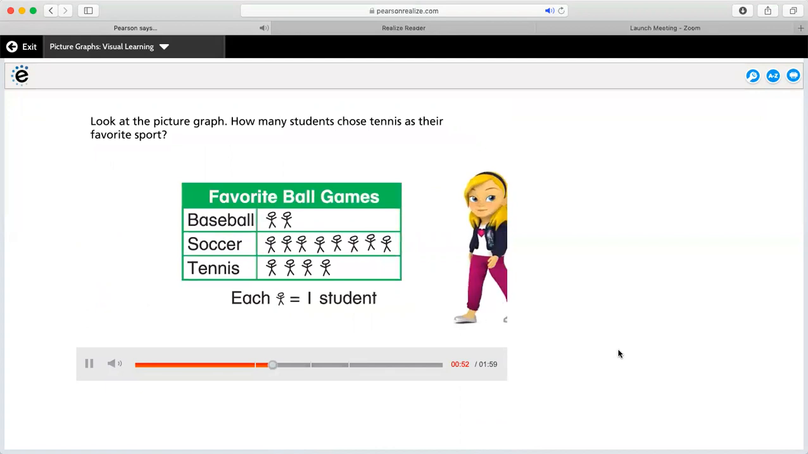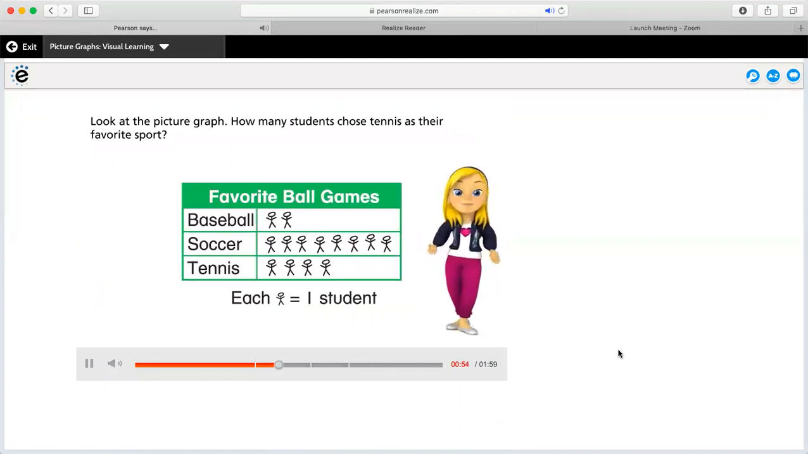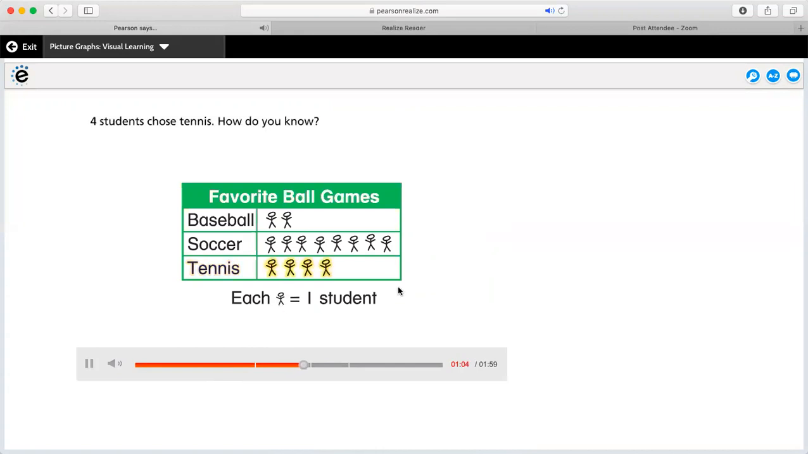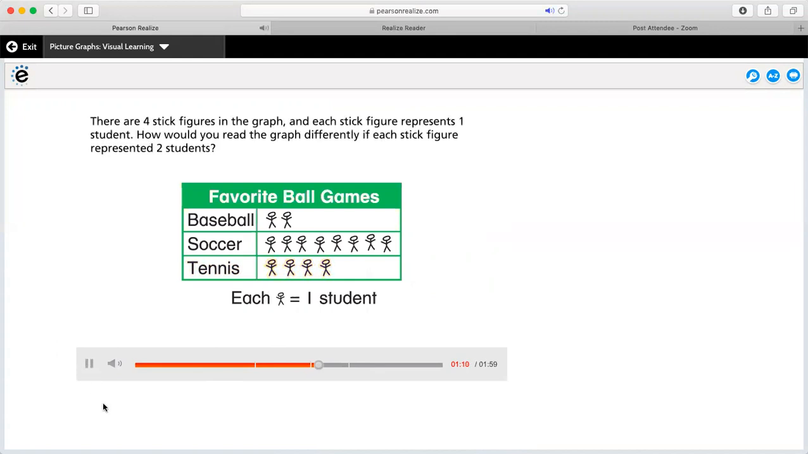Look at the picture graph. 8 students chose soccer. How many students chose tennis as their favorite sport? Each of these 4 students chose tennis. How do you know? If they tell us at the bottom that each stick figure is 1 student. So we have 1, 1, 1, 1. That makes 4. There are 4 stick figures in the graph, and each stick figure represents 1 student.